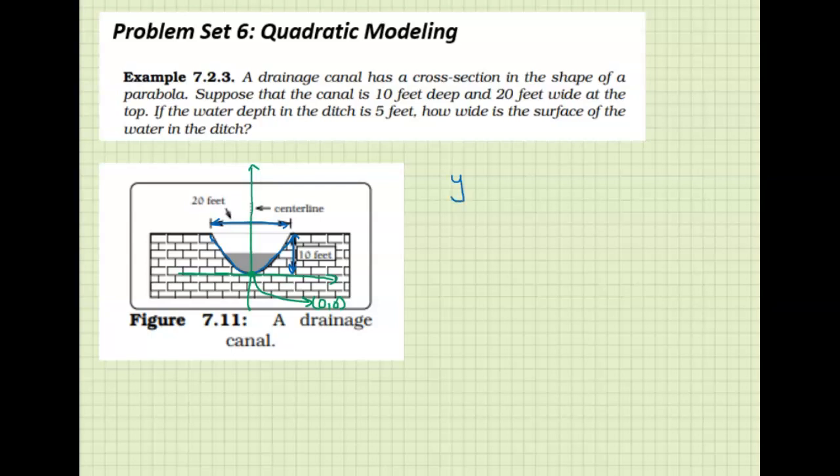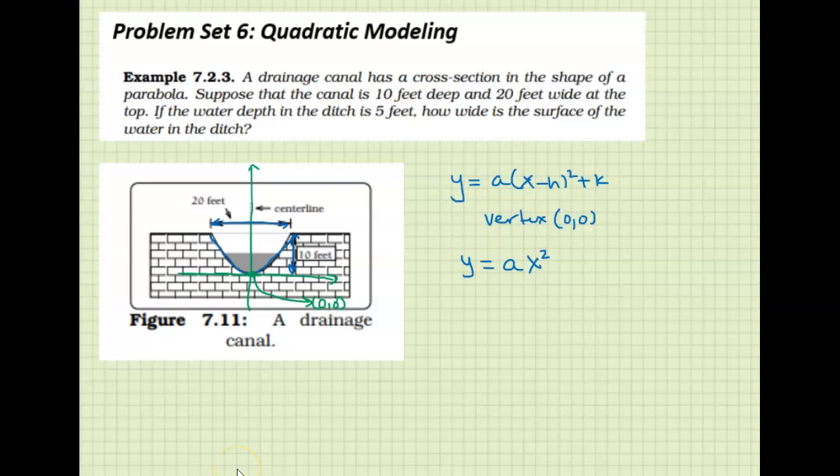Alright, so let's find the equation of this parabola. Let's start with the vertex form of a parabola: y equals a(x minus h) squared plus k. The vertex is at (0, 0), so that's your h and your k. So we have y equals ax squared. That's it. Now to figure out the a, we want to plug in a point on the parabola.